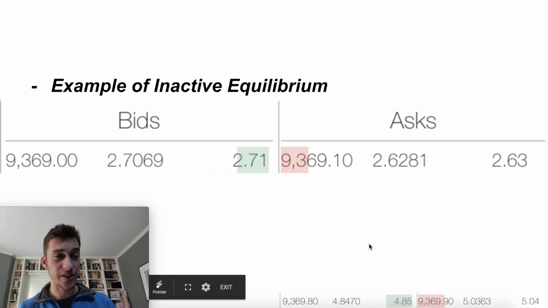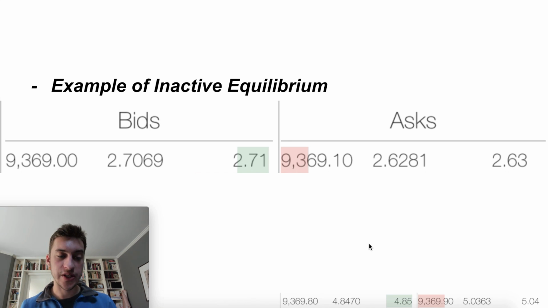That doesn't really tell us too much, to be honest. I would just say that whatever the trend has been doing will likely continue with an inactive equilibrium. So if price is going up, and then you see bids and offers just about the same, price will likely just continue going up because there's high buying pressure.